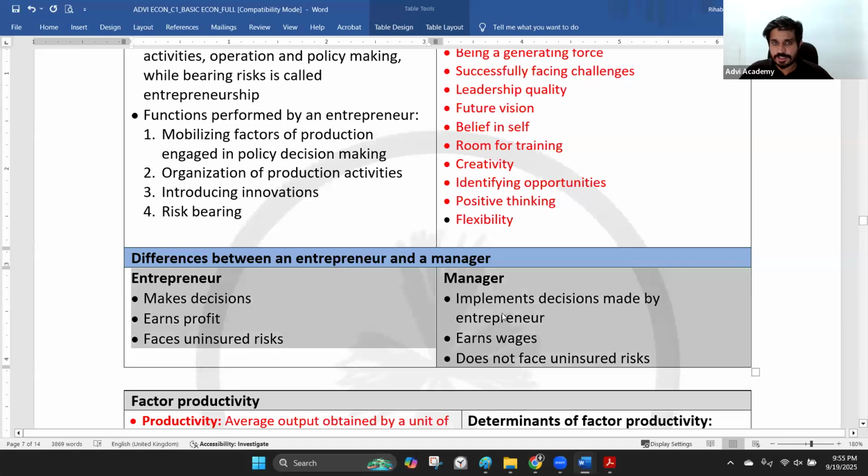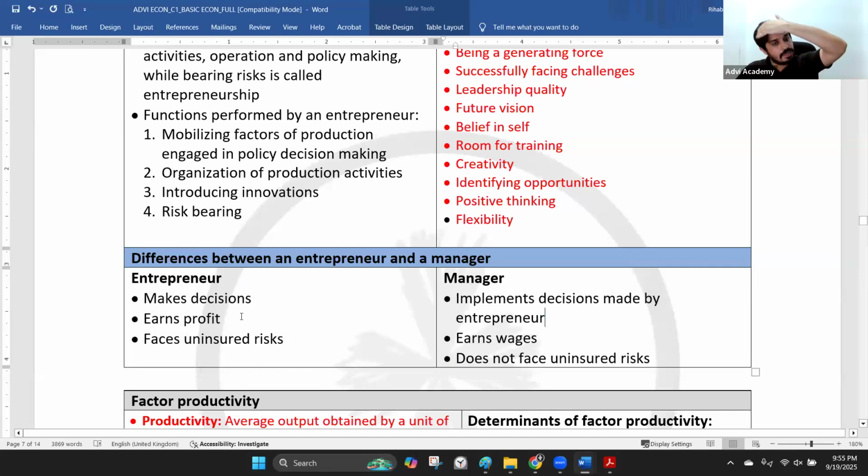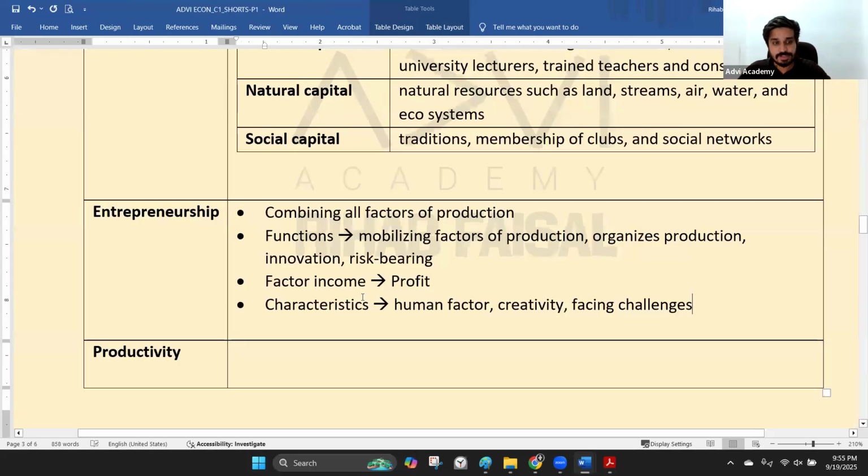There are differences between entrepreneurs and managers. Managers just implement decisions. They're not entrepreneurs. Entrepreneurs are the ones who make the decisions first and foremost, and they are the ones who run the business, right? So there are differences between the two. You need to know the differences between the two.